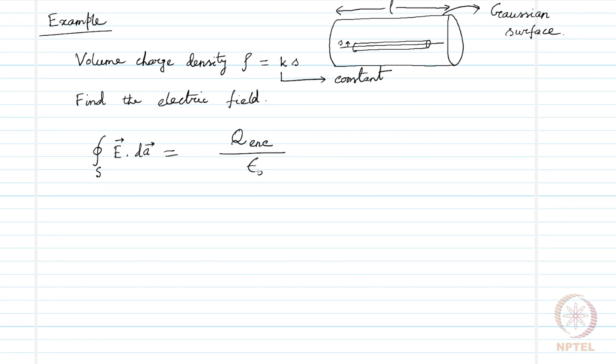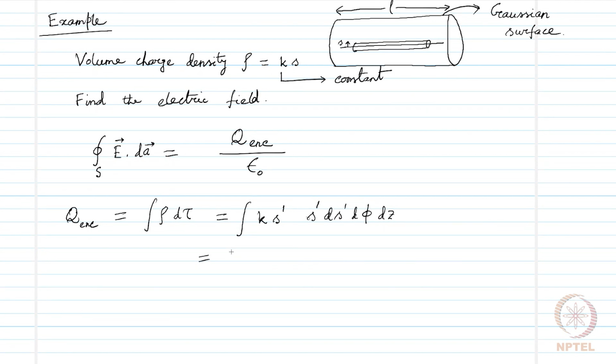Now, what is the total charge enclosed? If we have length L for the cylinder forming this Gaussian surface, then whatever is within this surface is the charge enclosed. So let us first find Q enclosed, the total enclosed charge. That is nothing but the charge density times the volume element integrated over the volume: the integral of k S prime, prime because we have primed coordinates for the source region, multiplied with the volume element S prime dS prime d phi dz.